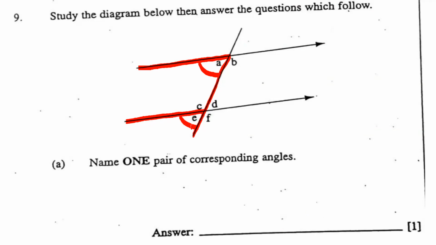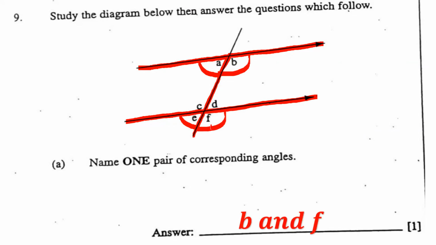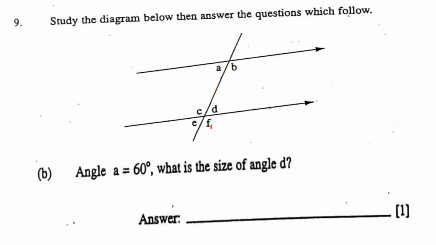There's also another one. Look at the diagram carefully. See if you see the other pair. If you said B and F, then you're right. B and F is also another pair of corresponding angles. So you could either write A and E, or you can write B and F, but don't put both of them at the same time. Only write one of them, especially for the exam.